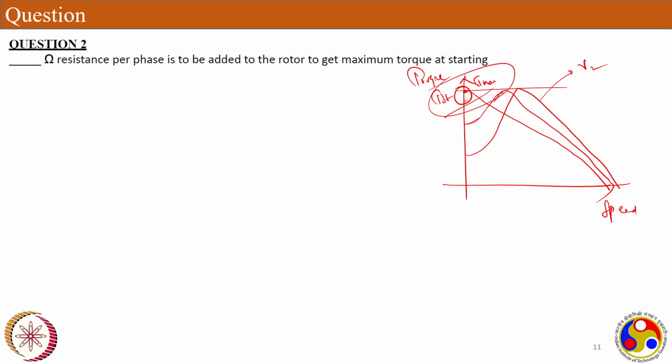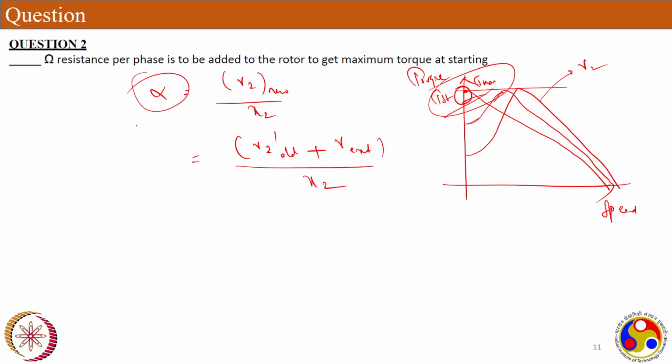So now at the starting itself, maximum torque means alpha is R2 by X2. This is not R2 anymore. It is R2 new. This is some external resistance I have added to it. So R2 new is R2 dash old plus some R external I have added. That will be divided by X2. X2 is the same. Now this alpha will be maximum, so the slip at which it occurs is the starting only. At the starting, S is equal to 1. That's the logic here. When your maximum torque is equal to the starting torque, alpha is equal to 1.